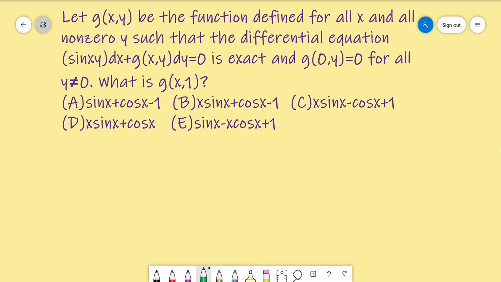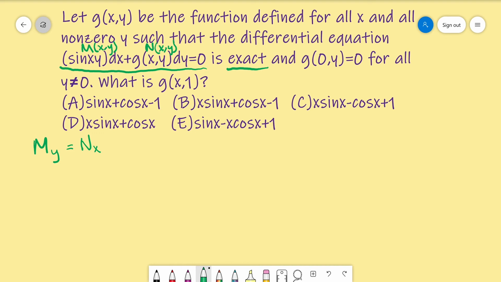Specifically, we're given this differential equation, sin(xy) dx plus g(x,y) dy, where we don't know what g(x,y) is, but we're told that this is an exact equation. And when we hear that word exact, that tells us something very important. Specifically, if sin(xy) is our function M(x,y), and this function g is our N(x,y), then it has to be true that the partial derivative of M with respect to y is equal to the partial derivative of N with respect to x. And that's what we're going to use to solve this problem.